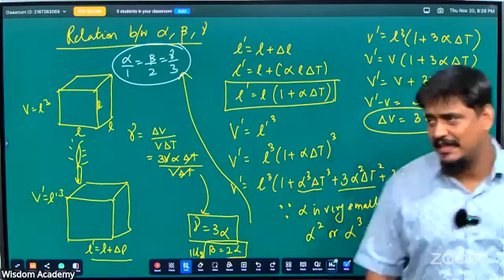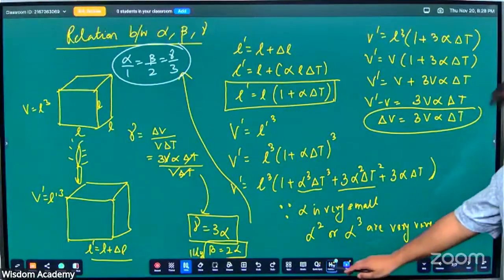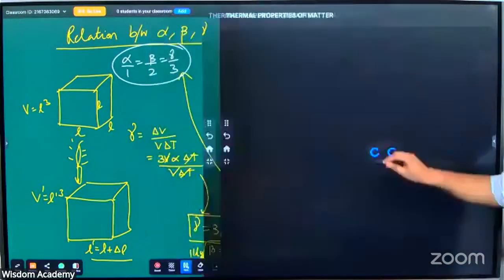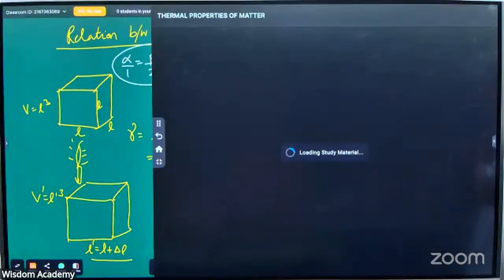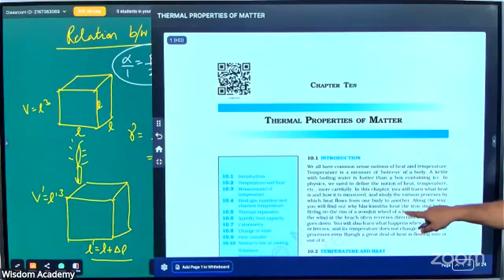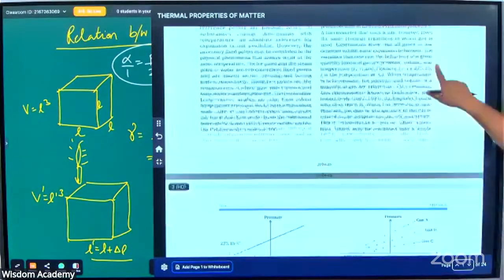Okay guys, before I close the class, one thing I want to say: whatever expansion you have learned now, I'm giving some homework to you. If you have the NCERT book, fine; if you don't, download it from the internet. See, I'm also downloading and only using. So you can download and see.